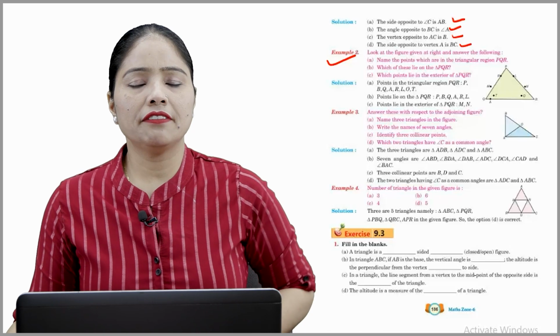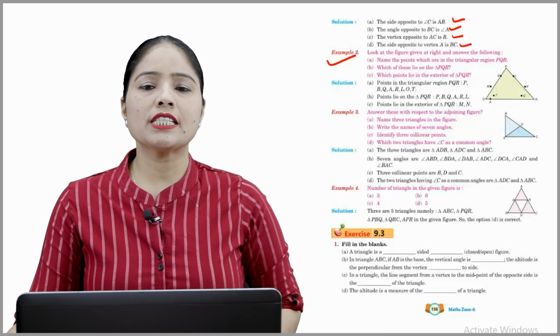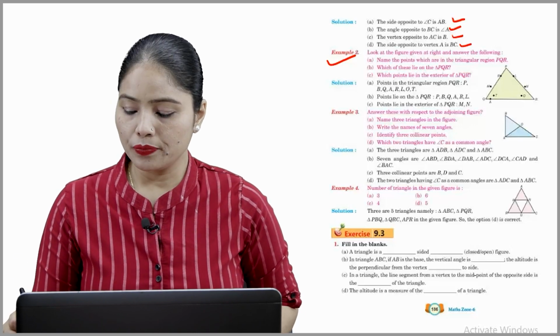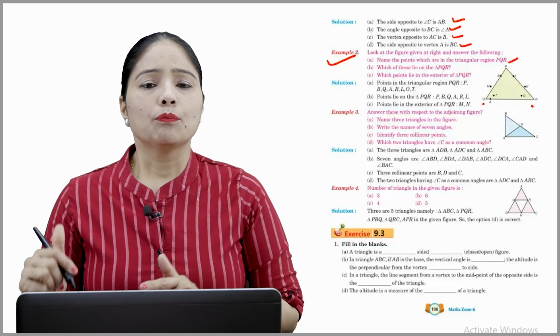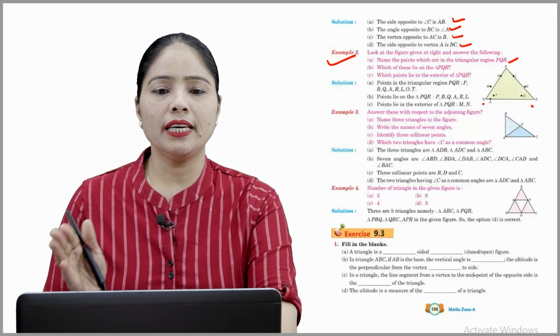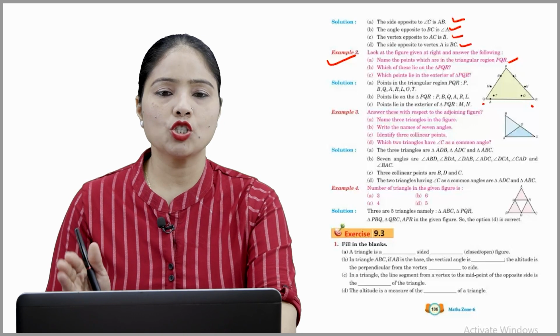look at the figure given at right and answer the following. First one is name the points which are in the triangular region PQR. इस PQR में हमने क्या करना है, पॉइंट्स बताने हैं. सो पॉइंट्स ऑन द ट्रायंगुलर रीजन PQR is P, B, Q, A, R, L, O and T.